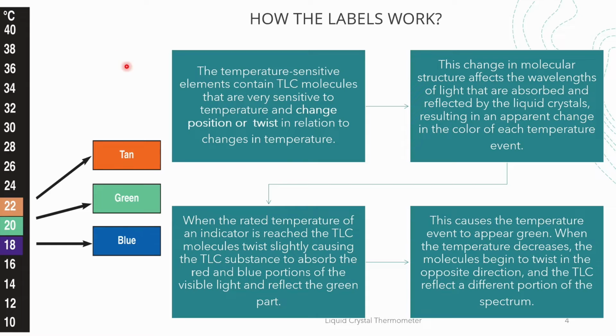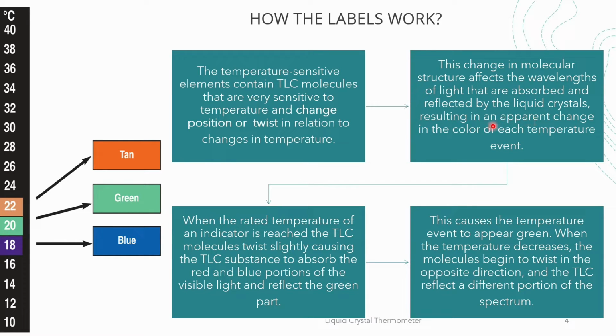On my left we have a thermometer. How does this thermometer work? Let's look into it. The temperature-sensitive element contains TLC molecules that are very sensitive to temperature. So a change of position, or a twist, will happen in relation to a change in temperature. What kind of twist are we talking about here? This change in molecular structure affects the wavelength of light. Basically the twist will happen in the molecular structure of the liquid crystal, and this will then affect the wavelength of light that is absorbed and reflected by the liquid crystal.